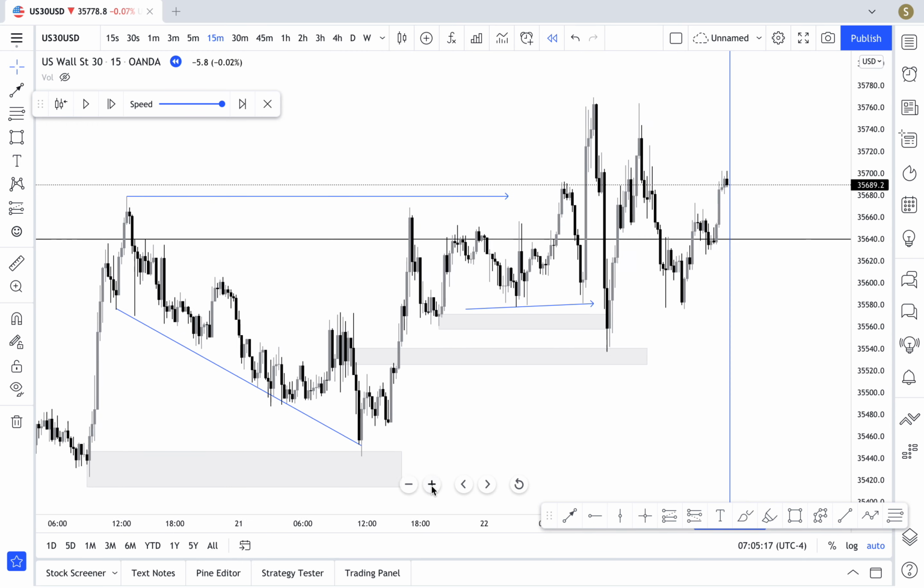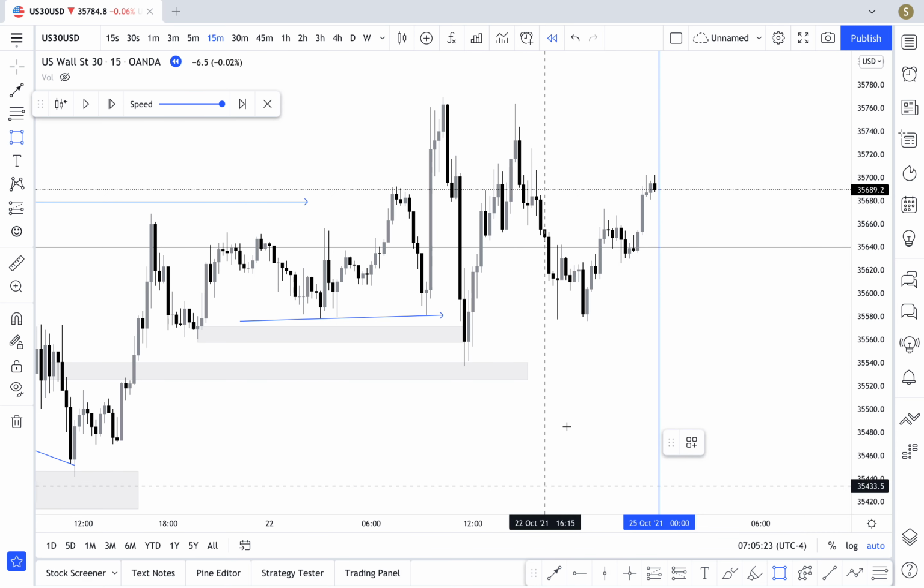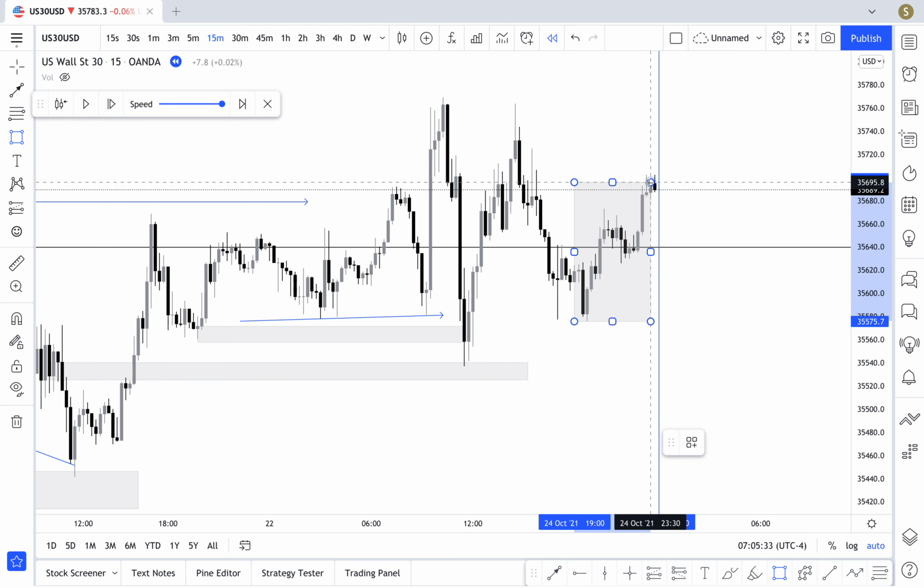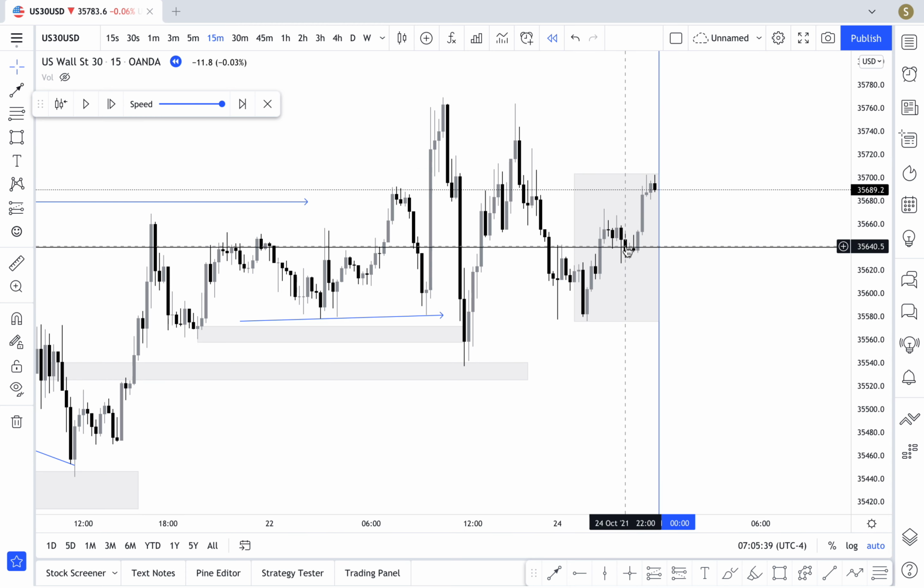Let's say the new week starts. The first thing that I look at is, where is my Asian range? Sometimes I use 7 as my Asian range, but these days I use 7 as my Asian range. I'm going to mark all my Asian range like this. This is my Asian range.